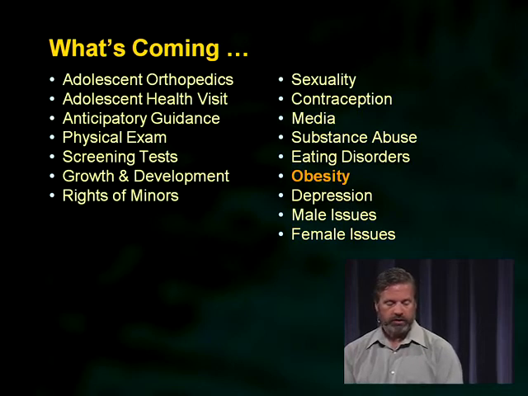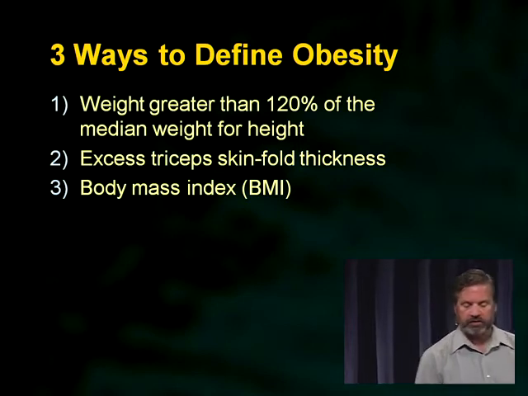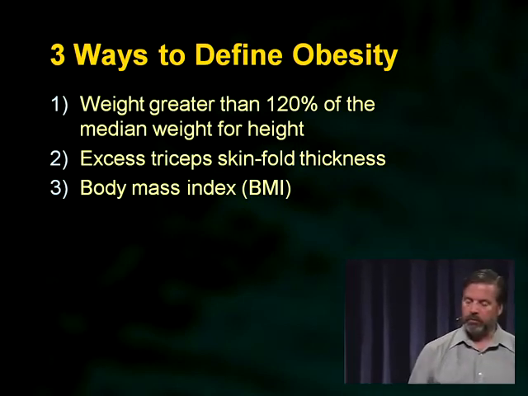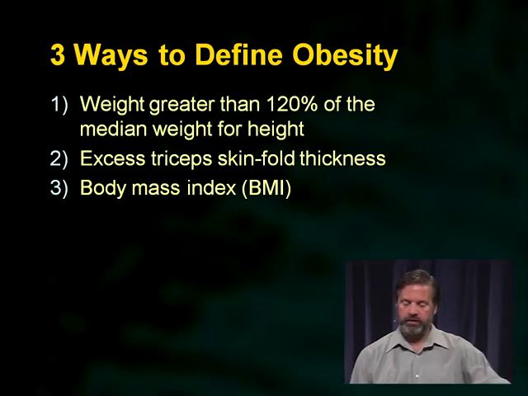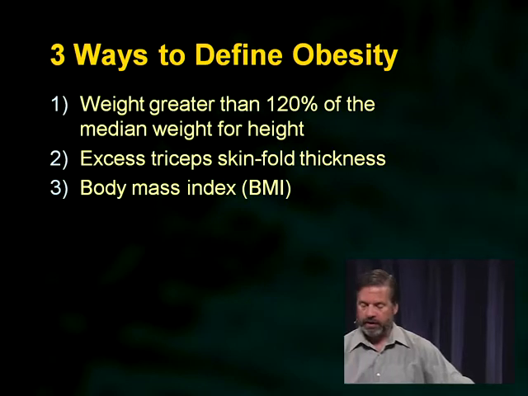Okay, obesity. There are 3 ways to define obesity in adolescence: weight greater than 120% of the median weight for height, excess triceps skin fold (not too many people do that, but that's the fold of skin under your triceps), and the body mass index.